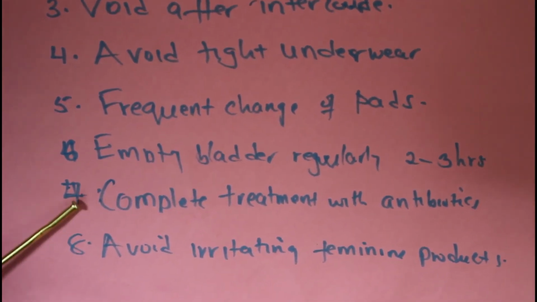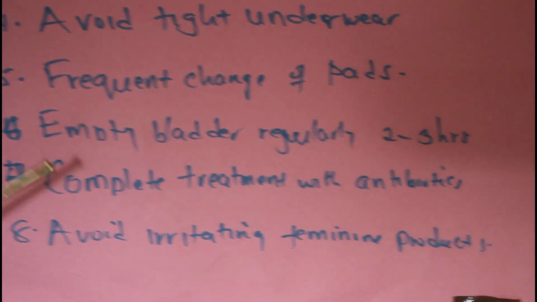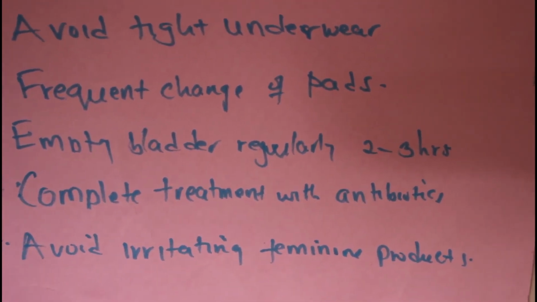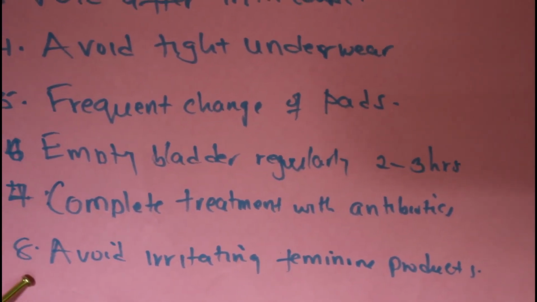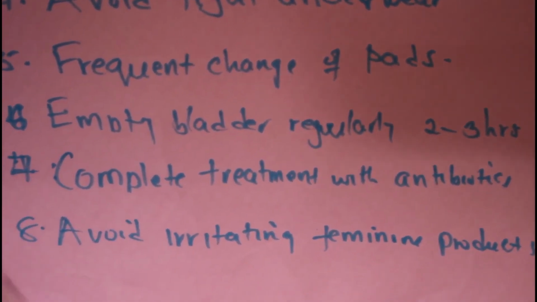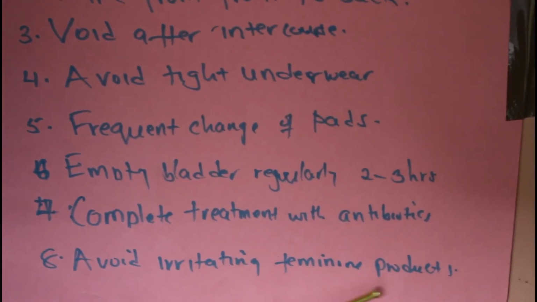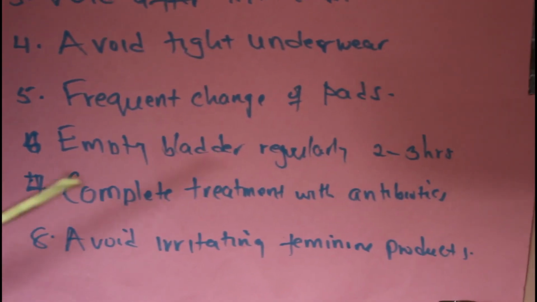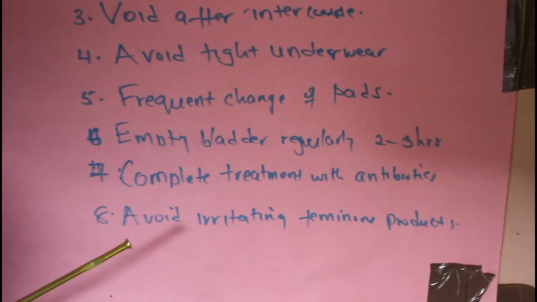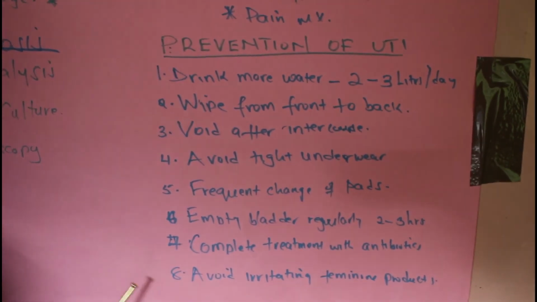The seventh one is complete treatment with antibiotics. When you've started treatment with antibiotics, ensure you complete the dose so that you avoid developing resistance. And the last one is avoid irritating feminine products. So things like perfumes, avoid them because these products can change your vaginal flora. They can change the pH of the vaginal flora and kill those important microorganisms that help you fight the infection.